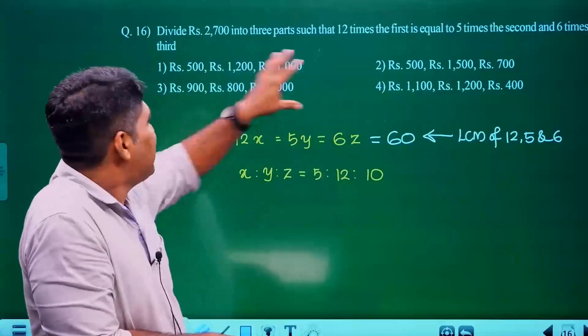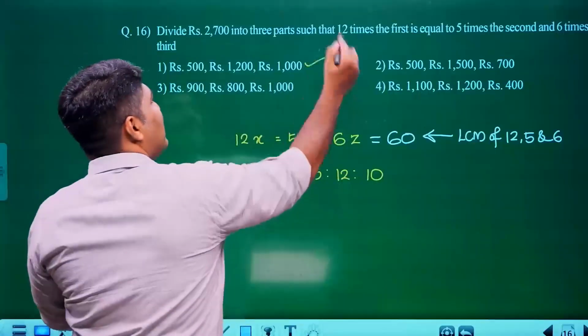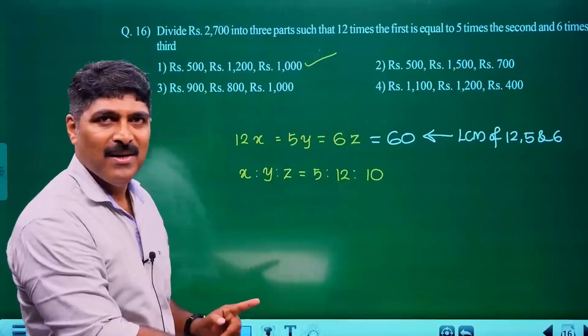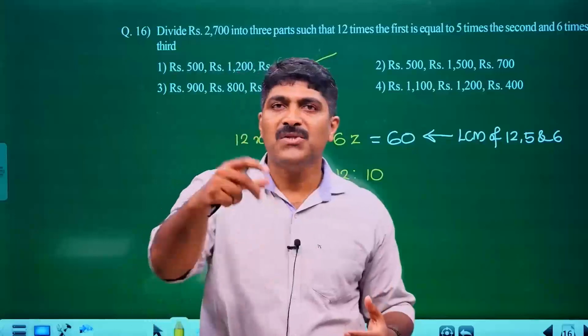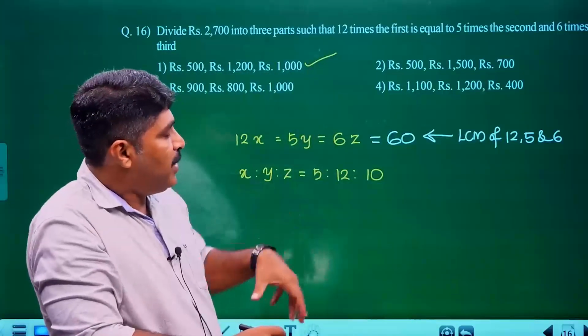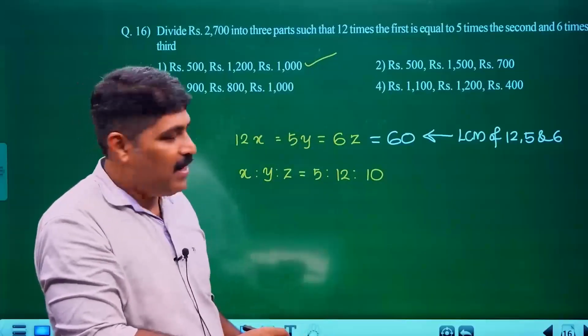Which option satisfies this ratio? While observing the ratios, we will get it easily. So these quantities are in the ratio 5 is to 12 is to 10. That means we can avoid the time taken for the further steps of operations. In such an easy type of question, we can do these operations. You can catch the answer through this logical way.